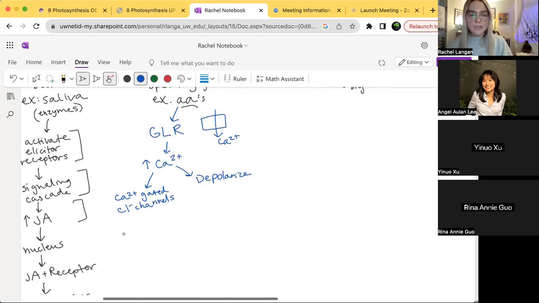So these calcium gated chloride channels are actually going to let chloride leave, which you should maybe kind of think in your head, okay, this is different than what happens in plant growth. In plant growth, we want chloride to go in to make more solute in the cell. What's happening here is chloride leaves, so we actually get more depolarization.